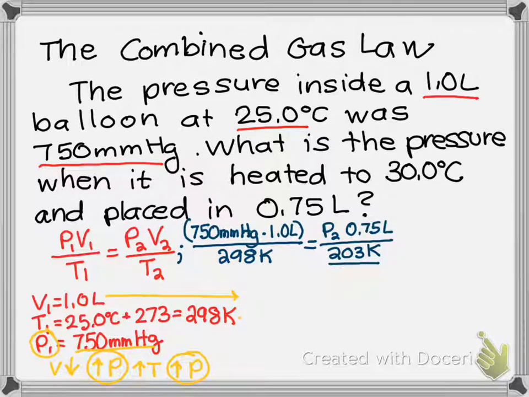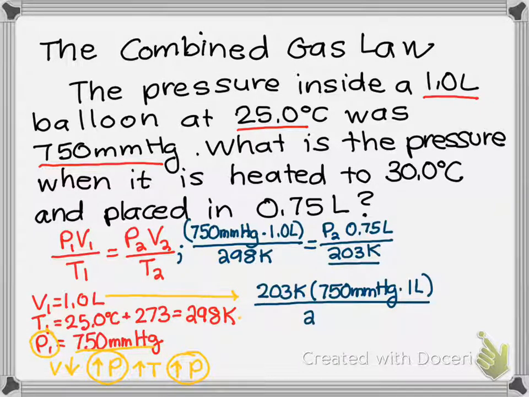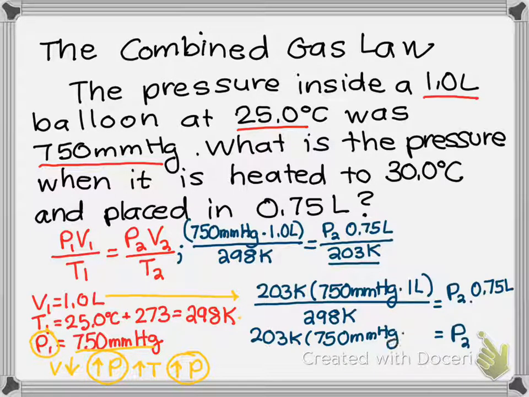All right, so first I'm going to multiply 203 to the other side. So I'd have 203, and you can practice your algebra. You don't have to do it just the way I'm doing it. Times 1 liter, that's on the top. And then if I stop there, there's 298 Kelvin. That would equal P2 times 0.75 liters. Now I would divide both sides by the 0.75 liters to get P2 by itself. So the top is going to stay the same. Divided by, I still have 298 Kelvin, but I'm also going to bring over the 0.75 liters. Liters cancel, Kelvins cancel, and I have only millimeters of mercury left.